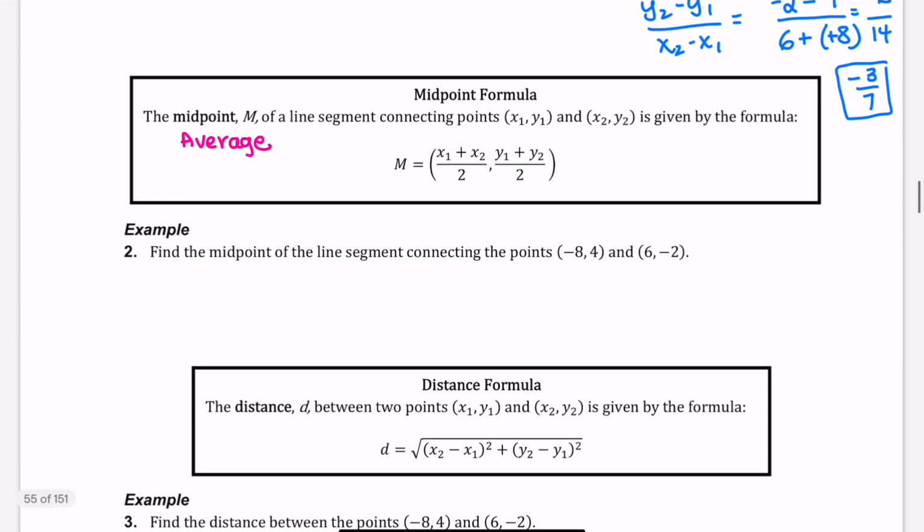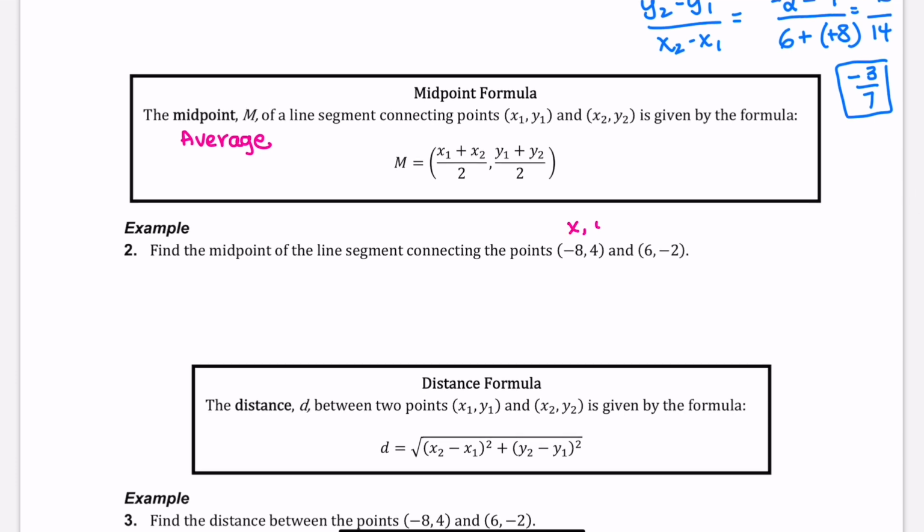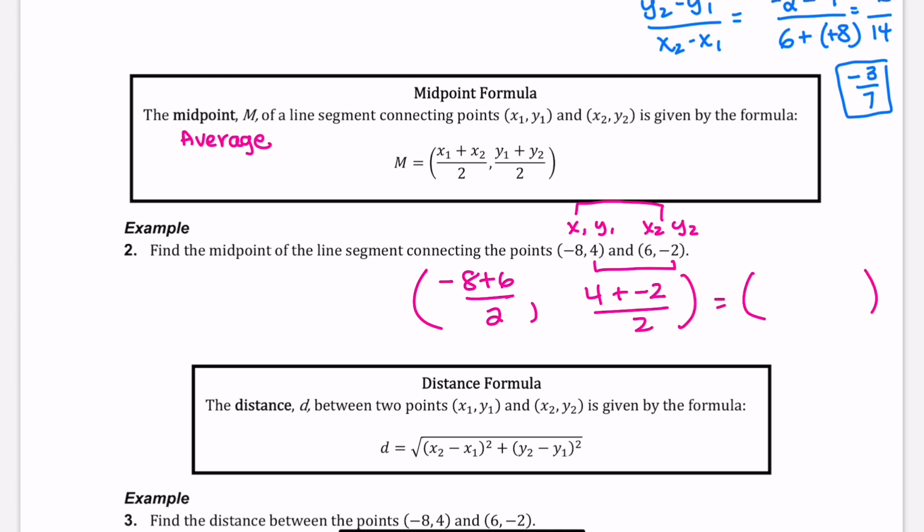Okay, so let's use this formula to find the midpoint of -8, 4, and 6, -2. So we have our x1, y1, our x2, y2. We're going to add the x's, -8 plus 6, and divide that by 2, and that will give us our midpoint x value. And then for the y's, we're going to add them up, 4 plus a -2, and divide that by 2. Now this is a point.